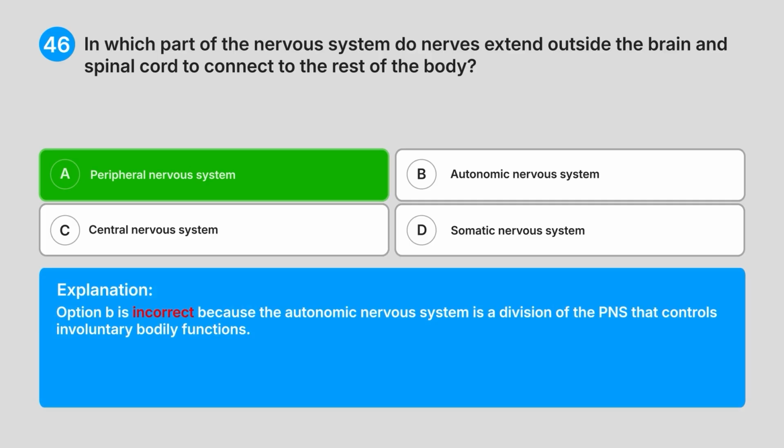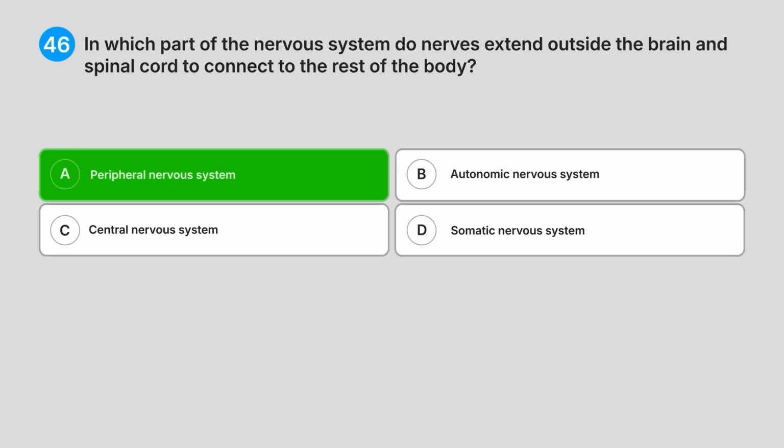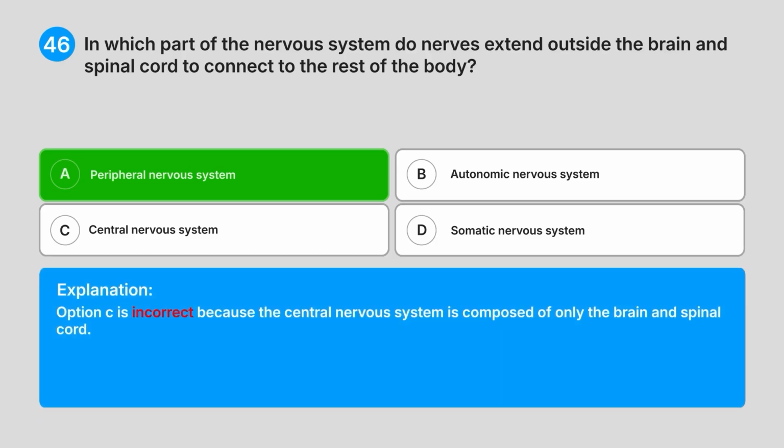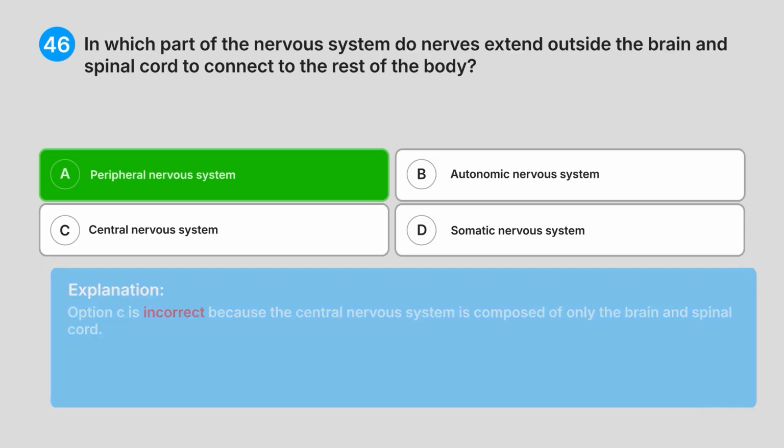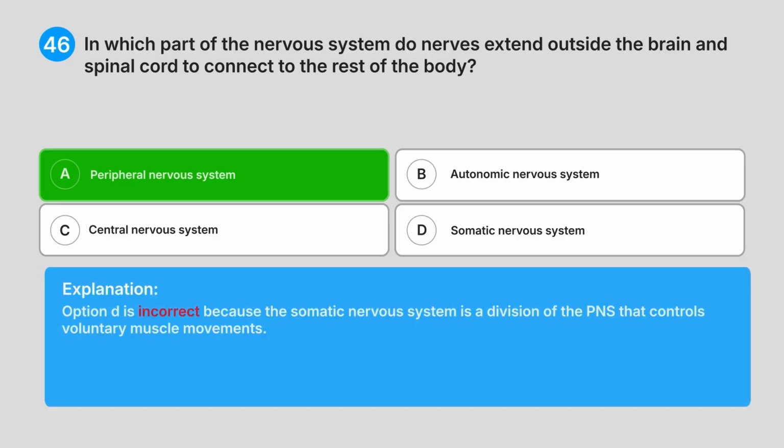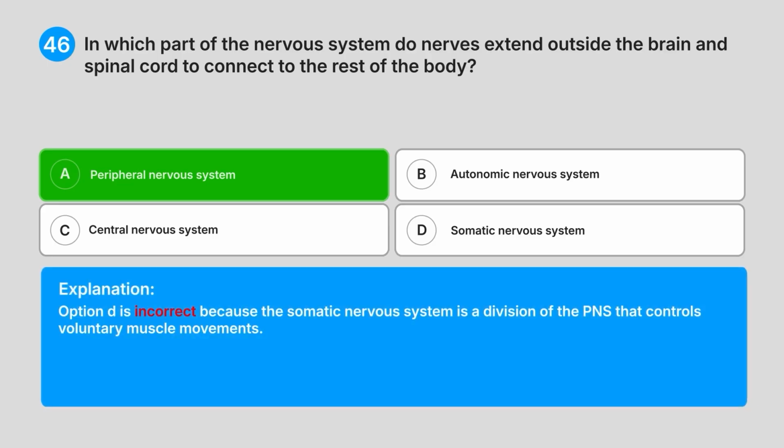Option B is incorrect because the autonomic nervous system is a division of the PNS that controls involuntary bodily functions. Option C is incorrect because the central nervous system is composed of only the brain and spinal cord. Option D is incorrect because the somatic nervous system is a division of the PNS that controls voluntary muscle movements.